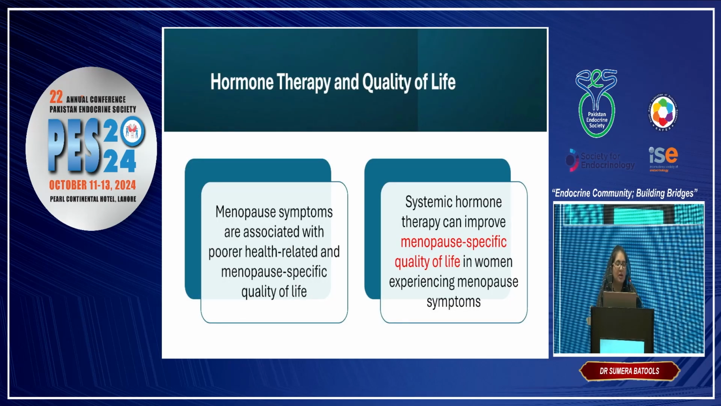So if we talk about quality of life, the woman I discussed earlier had so many symptoms that her quality of life was compromised. If we improve those symptoms, the quality of life will automatically improve. So systemic hormone therapy can improve menopause-specific quality of life in women experiencing menopausal symptoms.